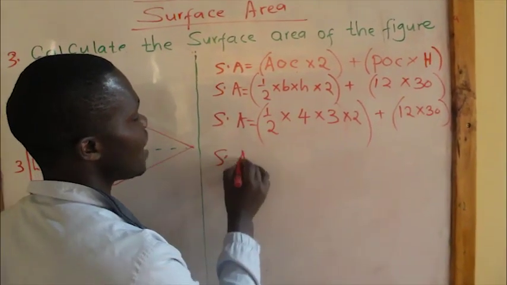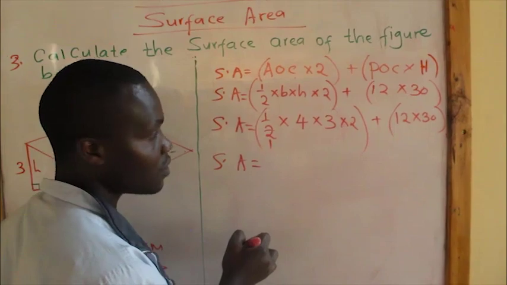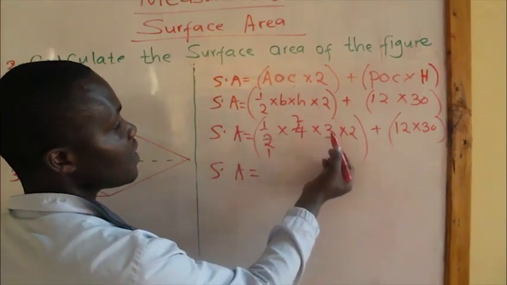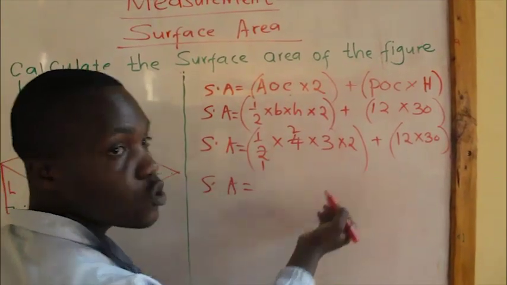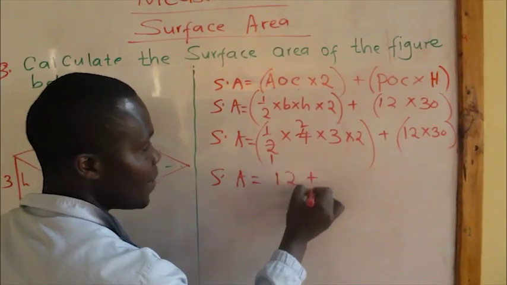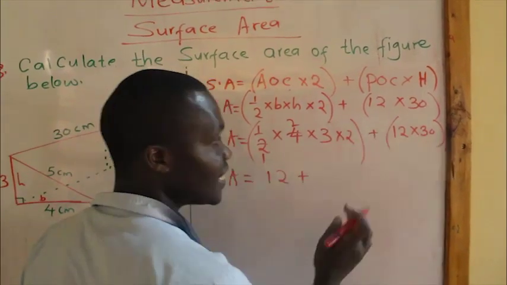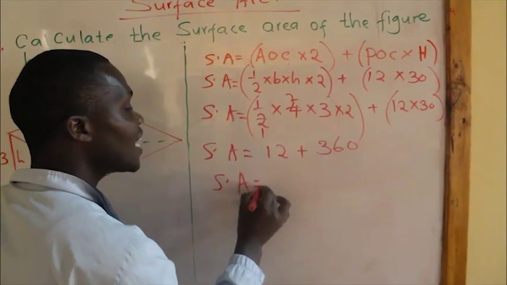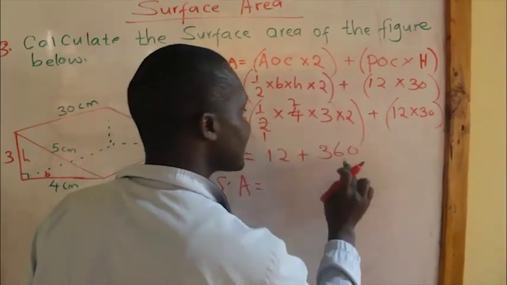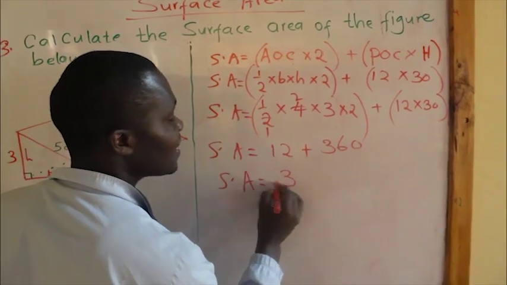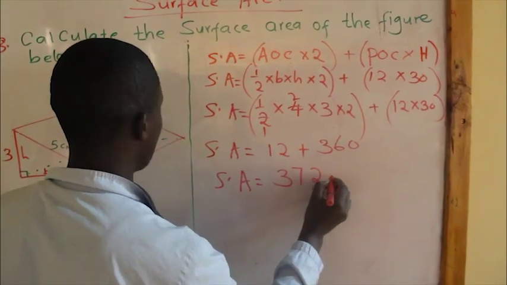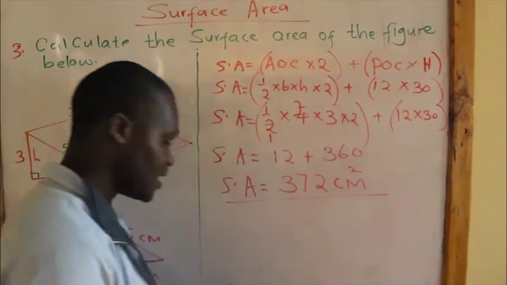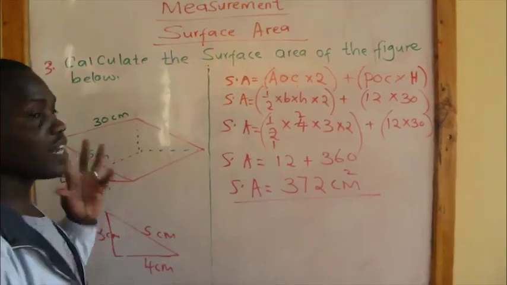So the surface area will be, you cancel that by 2. 2 will divide 4 2 times. So we have 2 times 3, that is 6. 6 times 2, that is 12. Plus, the answer here is 12 times 30, you will get 360. So we are now concluding our answer. 12 plus 360, we are going to get 372 centimeters squared. So this is the surface area of this particular figure.